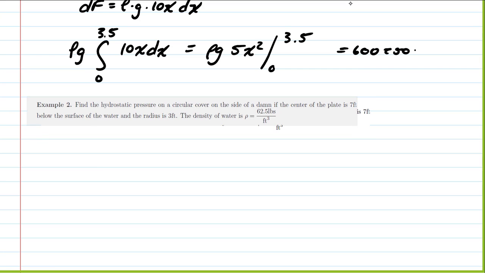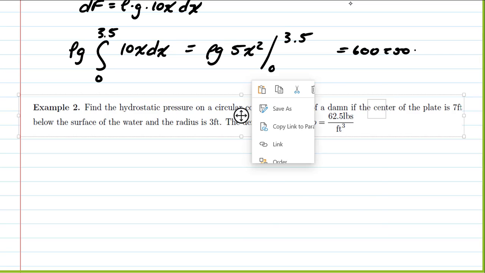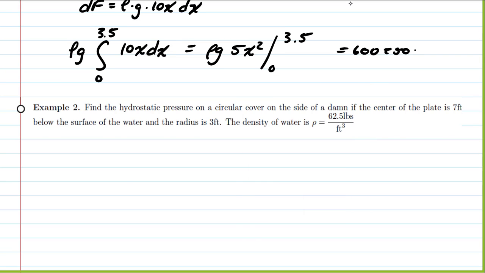Example 2, find the hydrostatic pressure on a circular cover on the side of a dam if the center of the plate is 7 feet below the surface of the water and the radius is 3 feet. The density of water is 62.5 pounds per cubic foot.